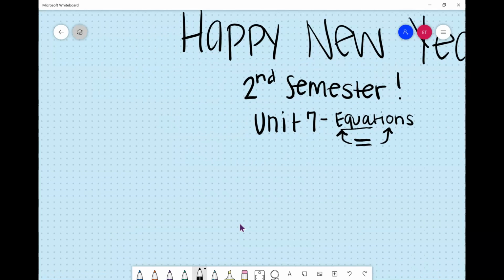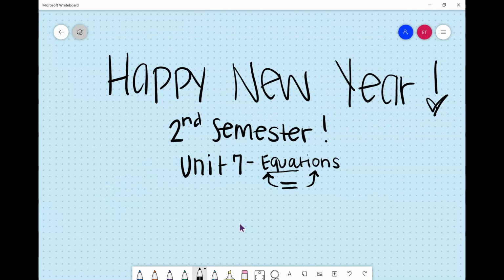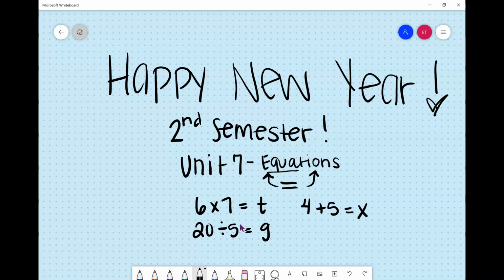An example of an equation, something that you've seen before, has probably been 6 times 7 equals t. Or maybe you've seen 20 divided by 5 equals g. You've probably also seen something like 4 plus 5 equals x. And you've also probably seen something like 3 minus 2 equals, let's do y.